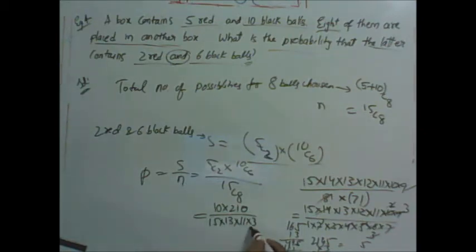Okay, so 210 into 10, 2100, divided by 15 into 13 into 11 into 3. Cancelling common factors, we get 140 divided by 33 into 13, which is 429. So the answer is 140 divided by 429.